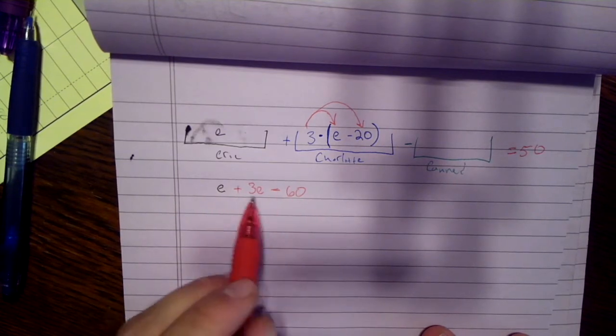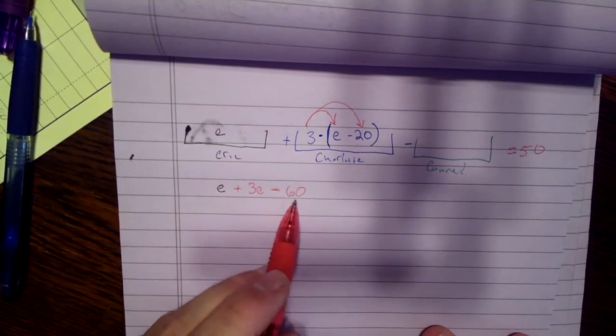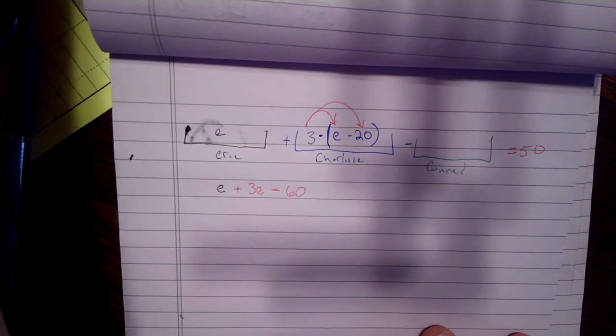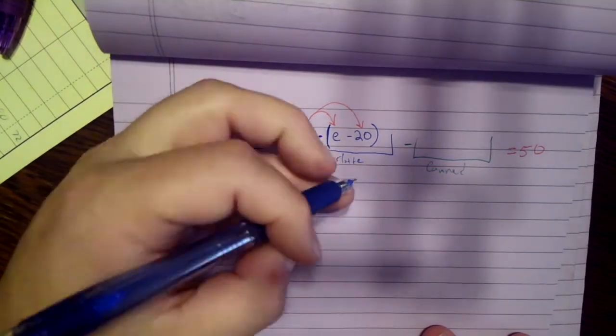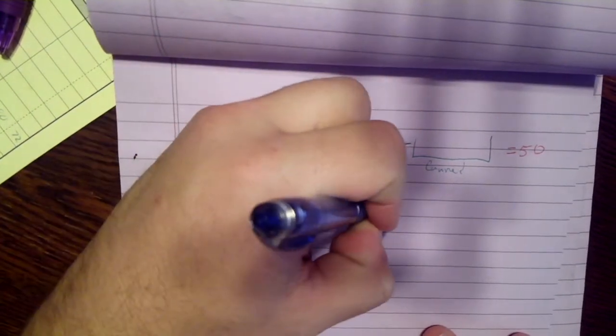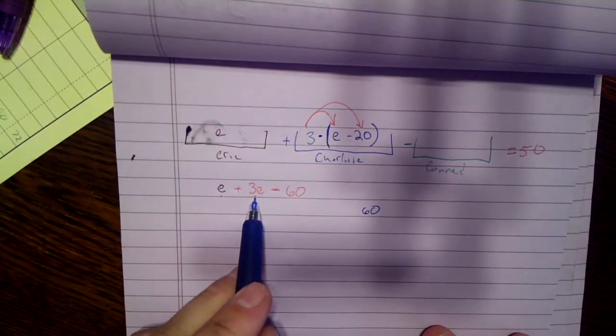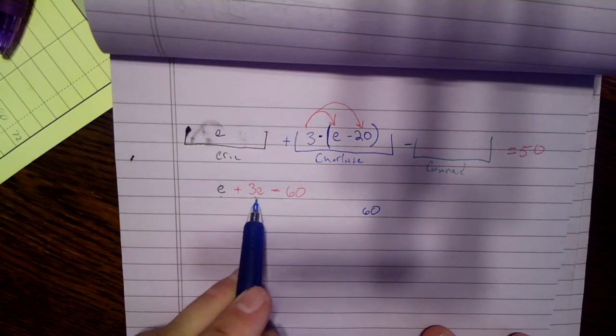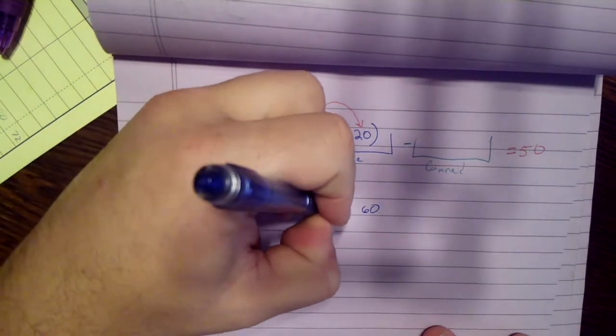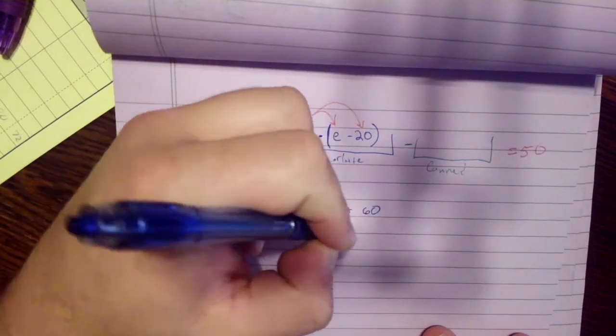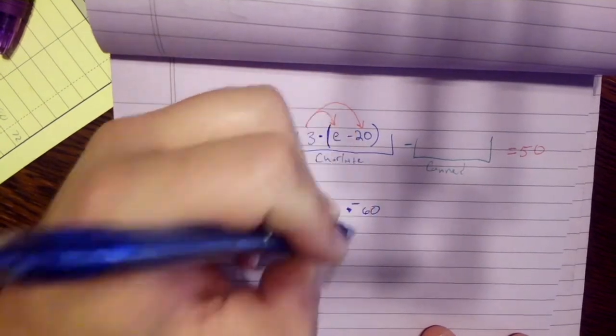So let's combine these like terms. The 60 has no e's, so it's just 60 by itself. I'm going to switch to blue now. We're going to move it over here. 60. We have 1, 2, 3, 4 e's. So remember, this is 3. That's a fourth. So we have 4E, nope, not plus 60, minus 60.